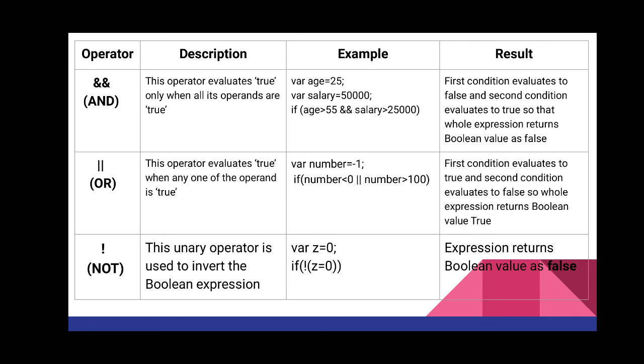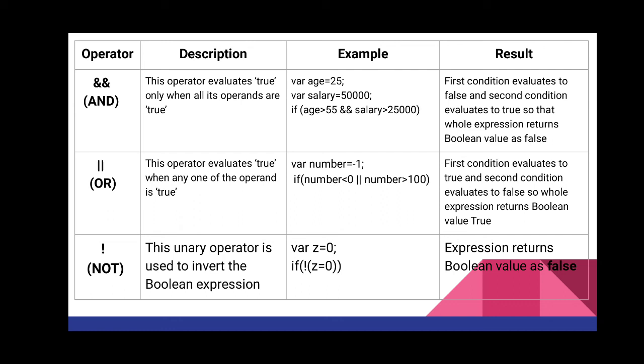Now here is a simple comparison I have given. First is the AND operation. For AND, what we have seen is that if both the inputs are true, or if both the conditions are true, then only it will give the output as true, right? Now let us see the example.